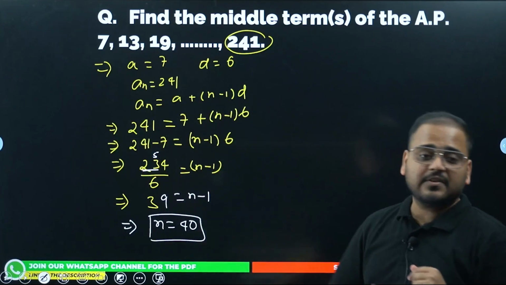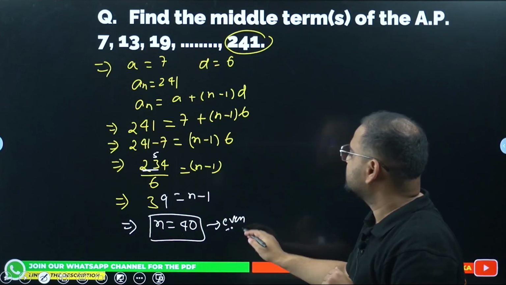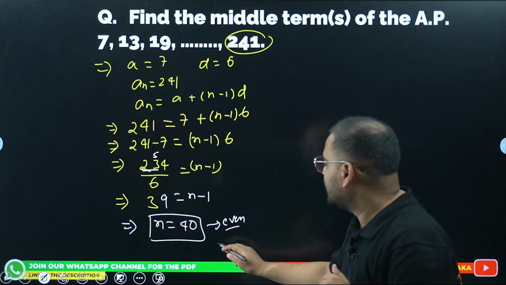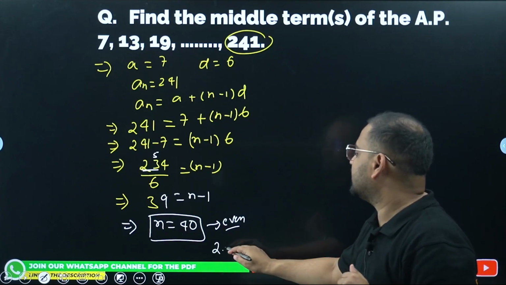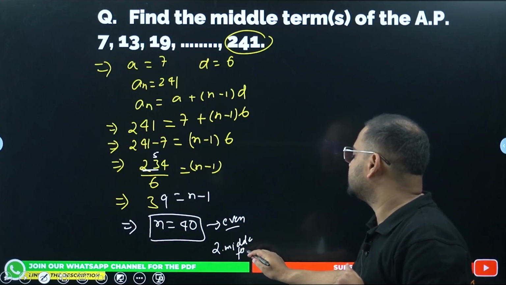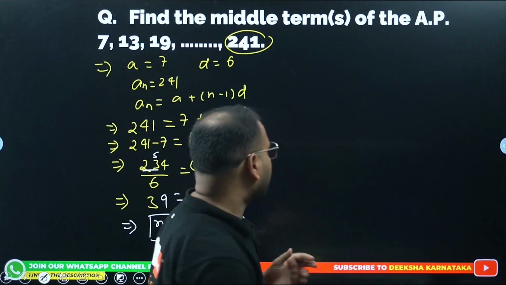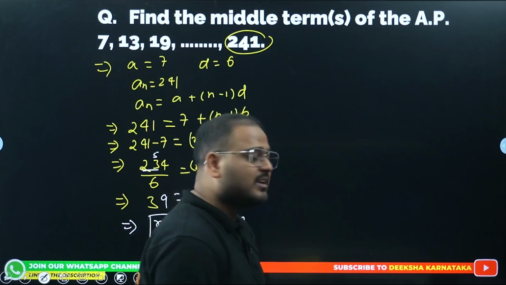Now 40 is even or odd? It's even, sir. So how many terms will be there in the middle? 2 middle terms. So how would we know which are the 2 middle terms, sir? Check. What is the 1 middle term? We can say directly.